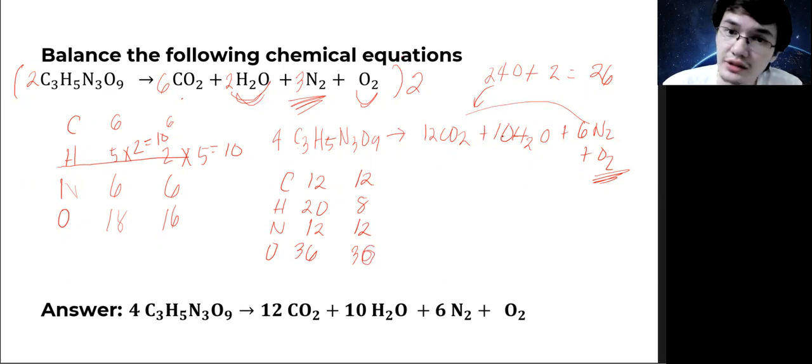Let's also check the hydrogen. So 10 times 2 is 20. So it's balanced. The essence of chemical equations is really trial and error, and it takes a lot of practice before you get used to it. Again, it takes practice to balance chemical equations.